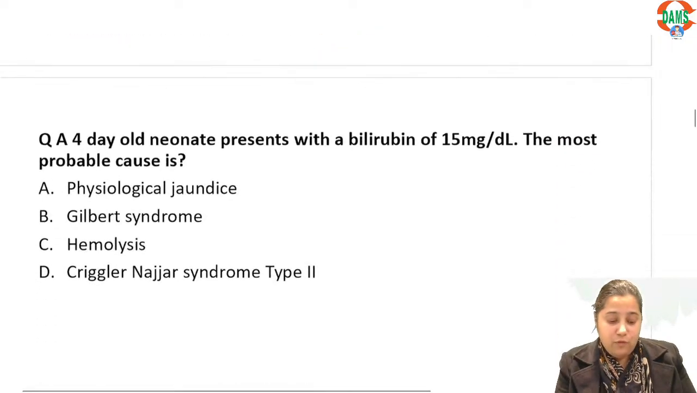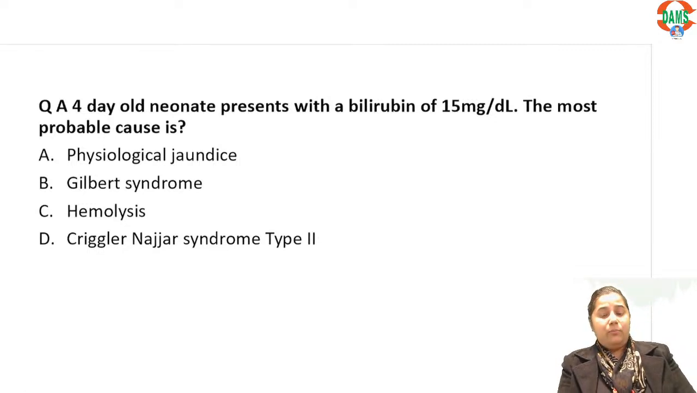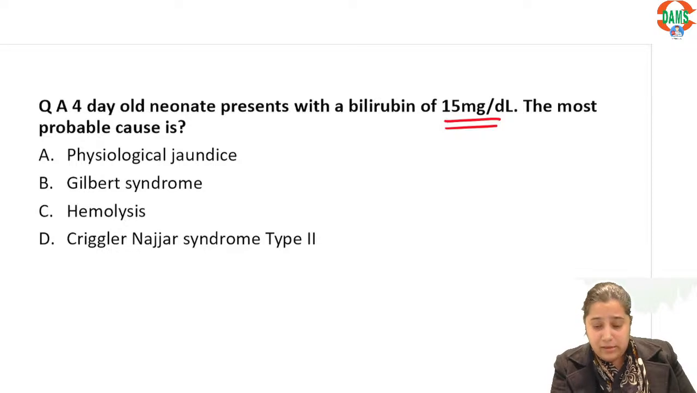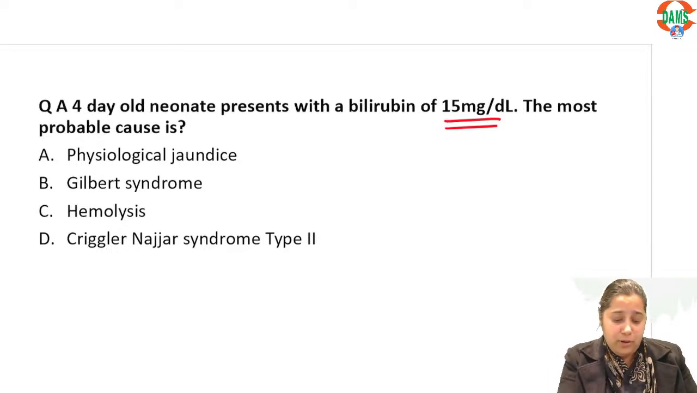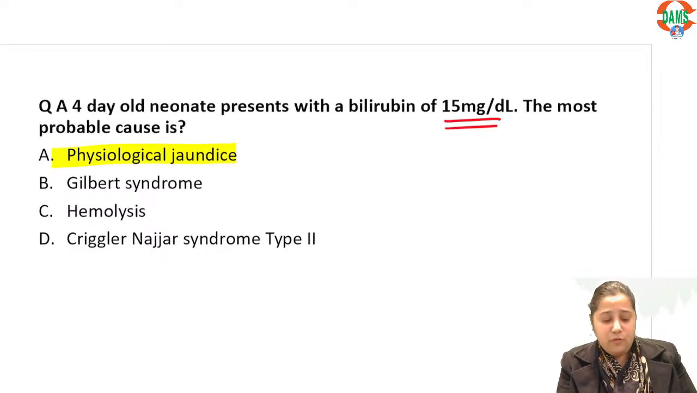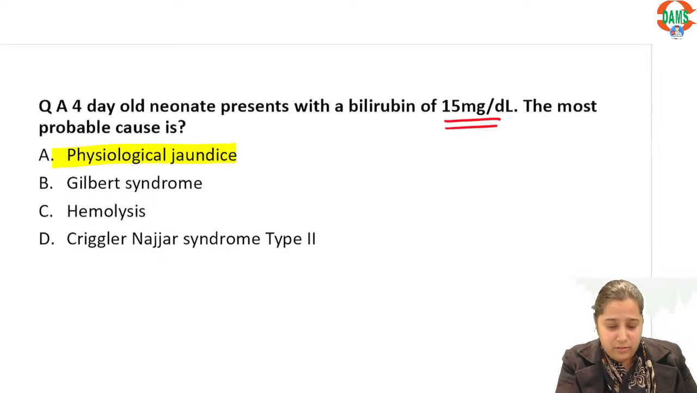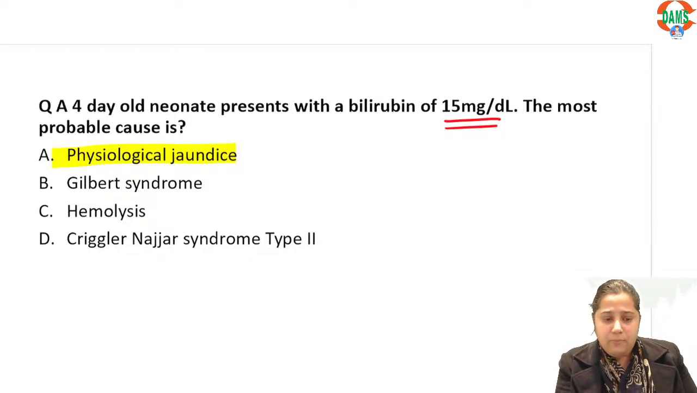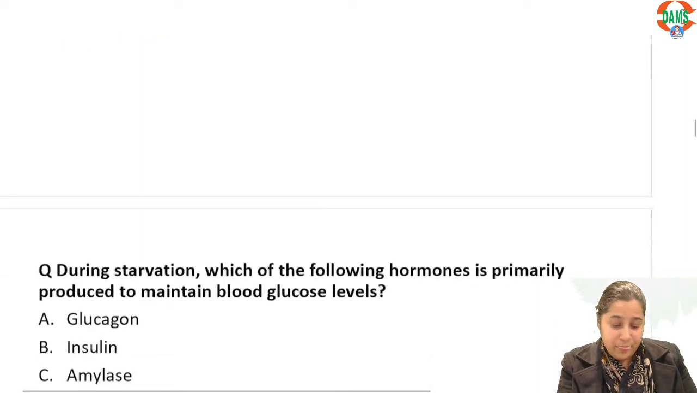Another question: a 4-day-old neonate presents with bilirubin of 15 milligram per deciliter. This is higher. The most probable cause is physiological jaundice because it is a 4-day-old neonate. So it is under 15 only. Around 15 milligram per deciliter, it can rise in a case of physiological jaundice.